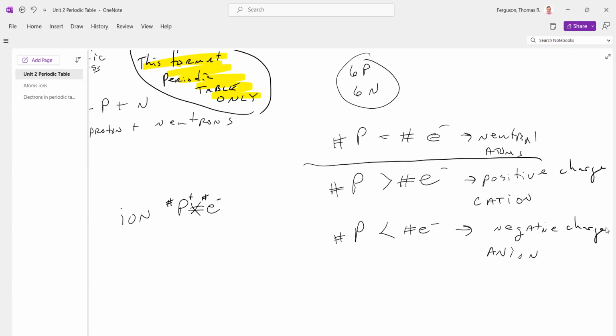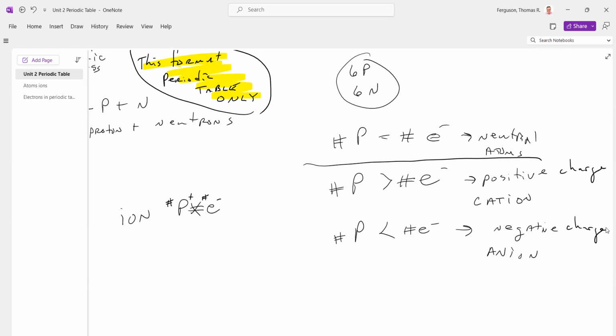And then an anion. If the number of electrons is greater than the number of protons, it has a net negative charge, and that's called an anion. These are attracted inside the battery to the anode. That's where this comes from.